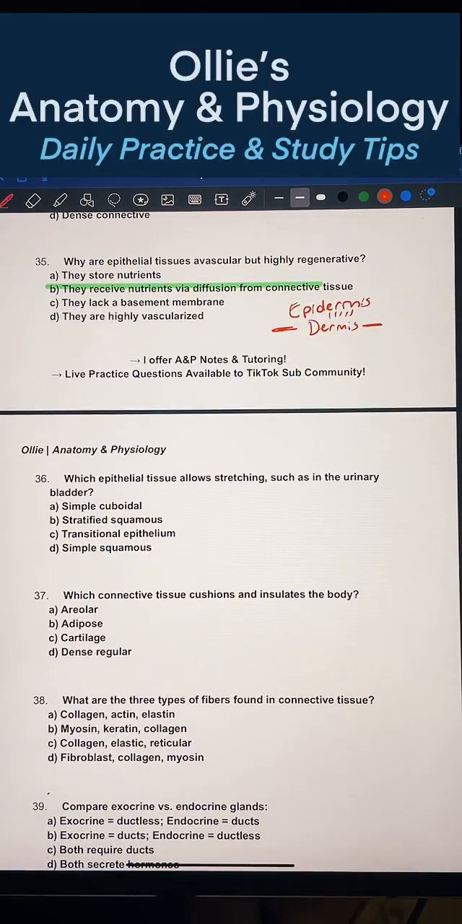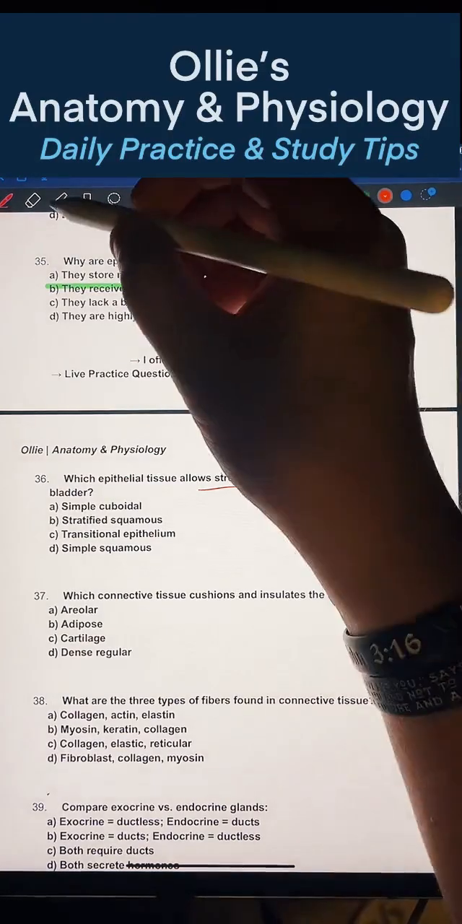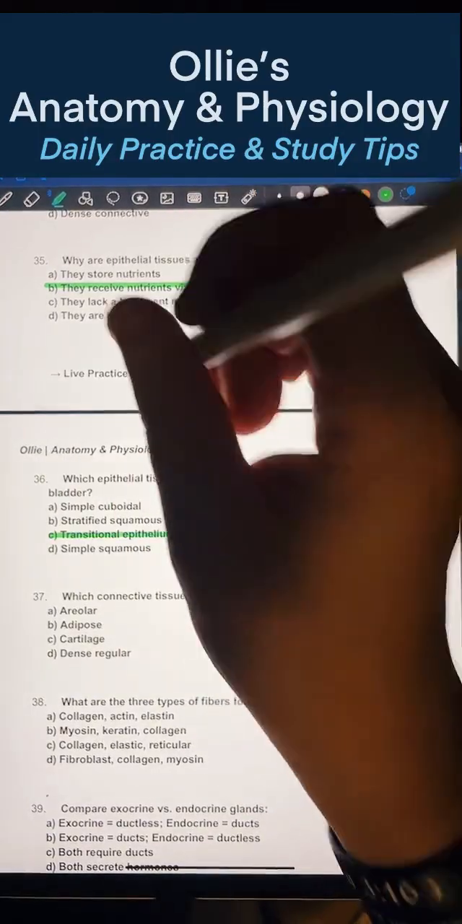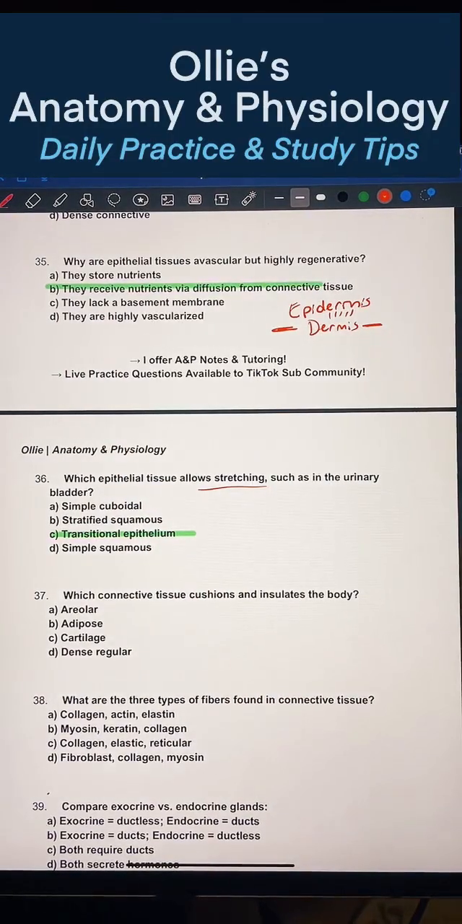Number 36, which epithelial tissue allows for stretching, such as in the urinary bladder? I kind of mentioned this earlier because one of you asked a question about it, but hopefully you're paying attention. You're on this section in class. Awesome. Yes, blood is connective tissue. Yep, absolutely correct. And it is transitional, absolutely. That's really important that it can stretch that way. If you can't go to the bathroom right away, that tissue can stretch out, basically allowing you to hold a little bit more urine so you don't pee yourself.